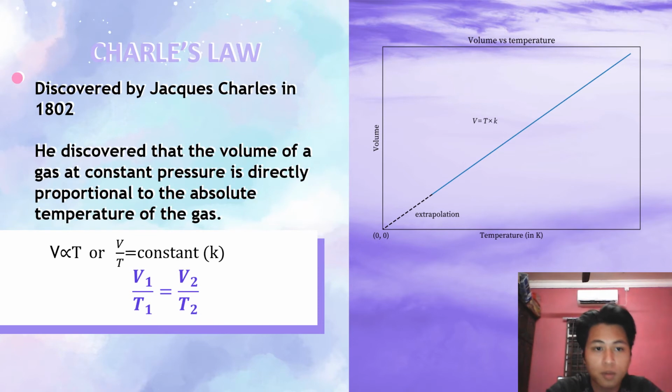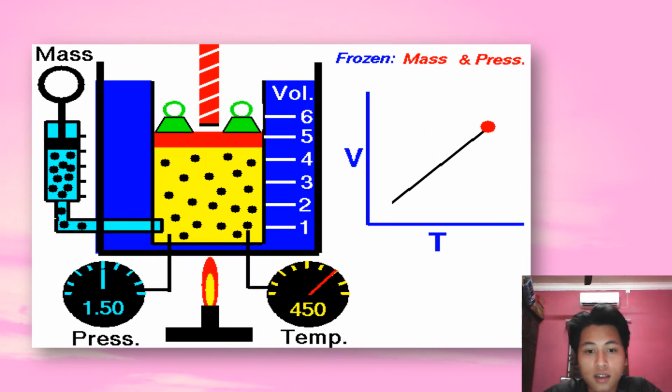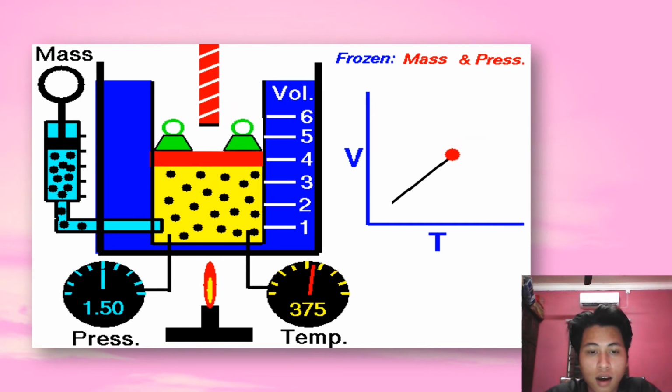This is the formula. V is proportional to T, or V over T equals a constant, which we know as K. Thus, V initial over T initial equals V final over T final. This is the graph of Charles's law. We can see that the slope, or the gradient, always increases. When the temperature increases, the volume also increases. So this explains how Charles's law works.